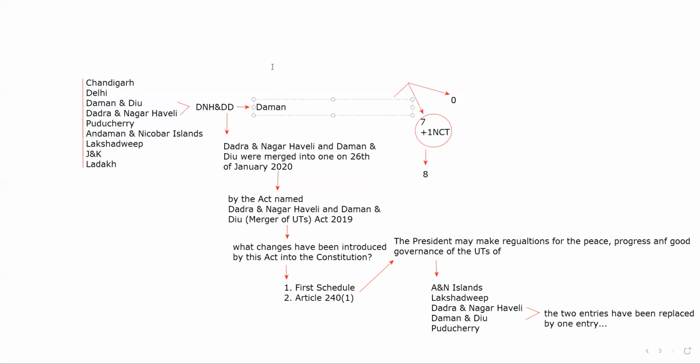So Daman is the name of the capital of this merged Union Territory now. Okay, so is it clear? Is the point clear? Yes, sir. Okay, so basically this is very important. Now, what needs to be discussed here?